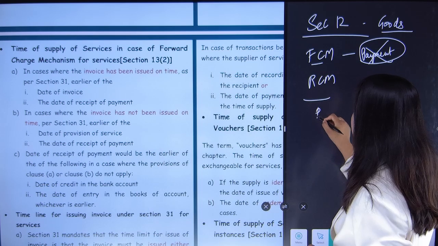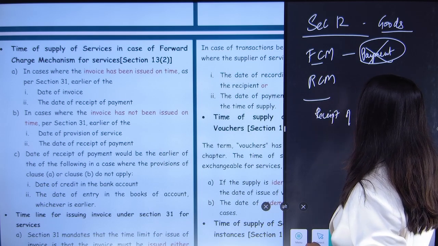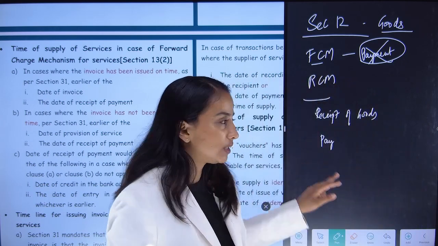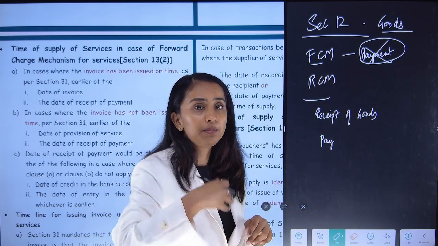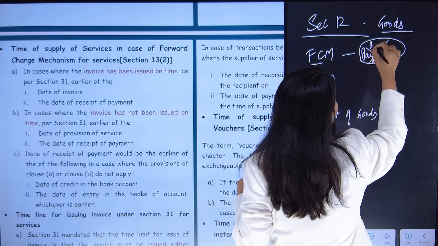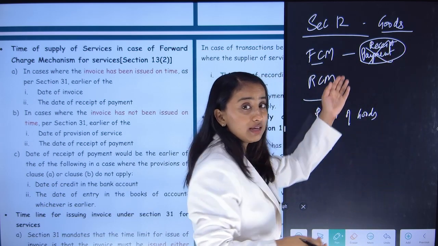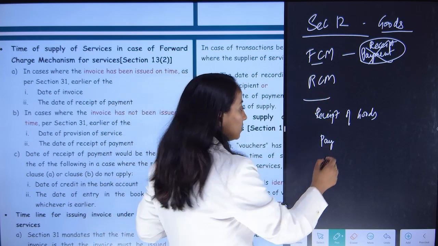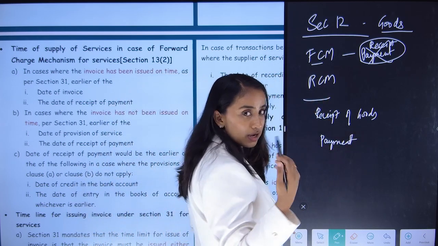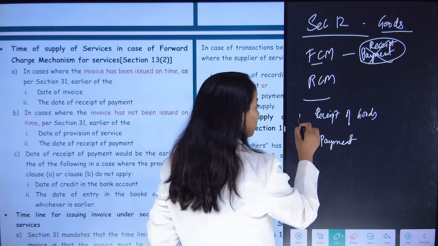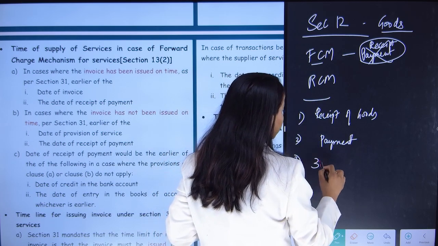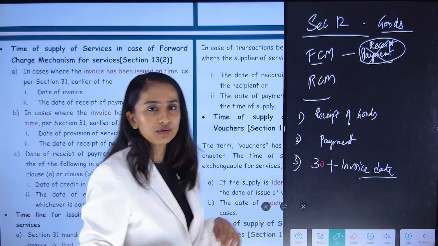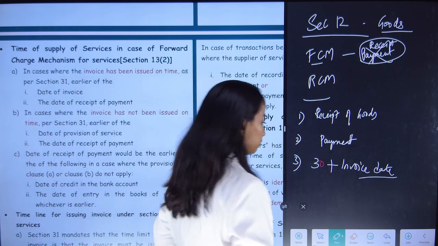Here you will see date of receipt of goods, date of payment, because this is the customer side, right? Here you will consider payment, don't worry. Here he is the one paying, there we are only saying date of receipt of payment. Can you see there's a difference? Whenever the supplier is receiving payment, that you should not consider. Here payment, when the customer actually makes payment, or in the books of accounts, whichever is earlier, and then 30 days from invoice date. Clear? Okay, so this is all we saw for forward charge mechanism for goods.